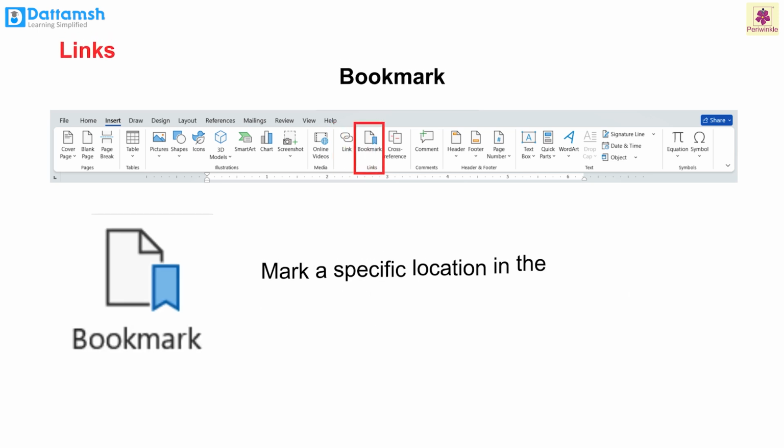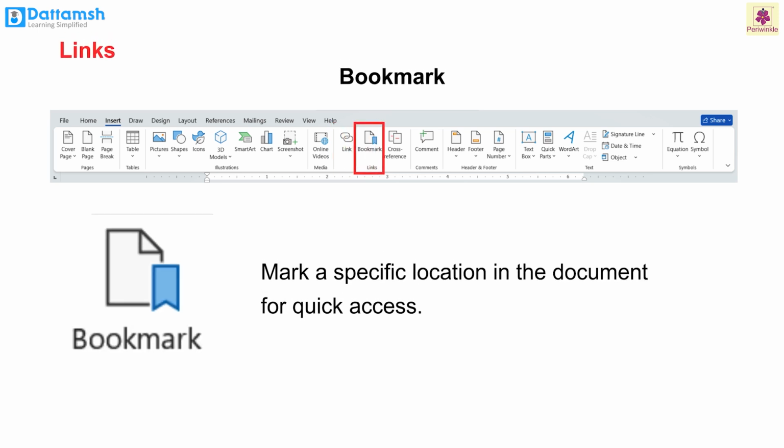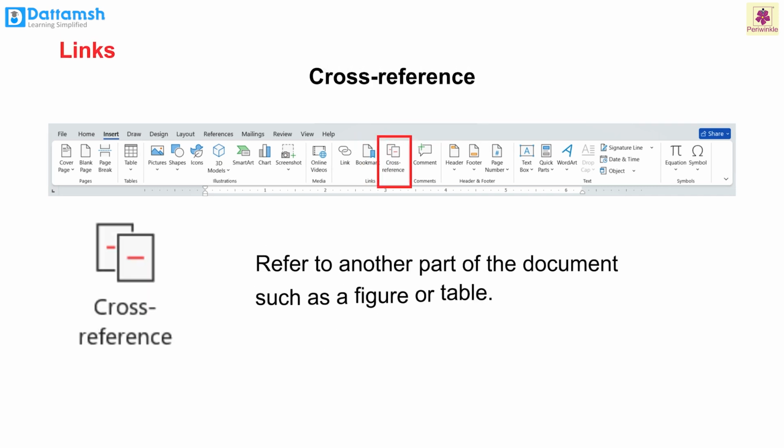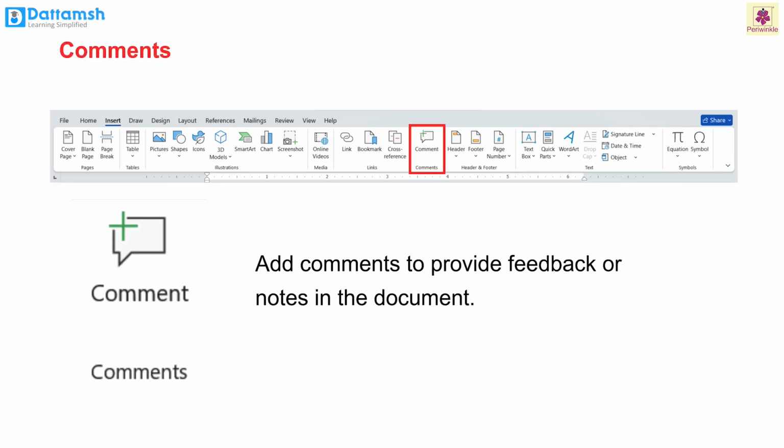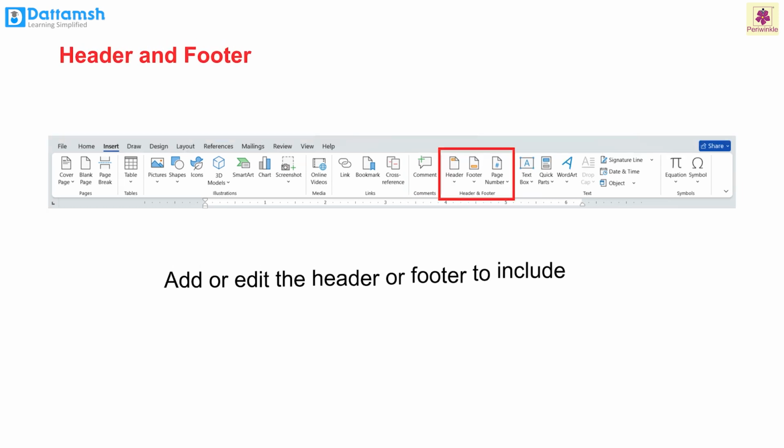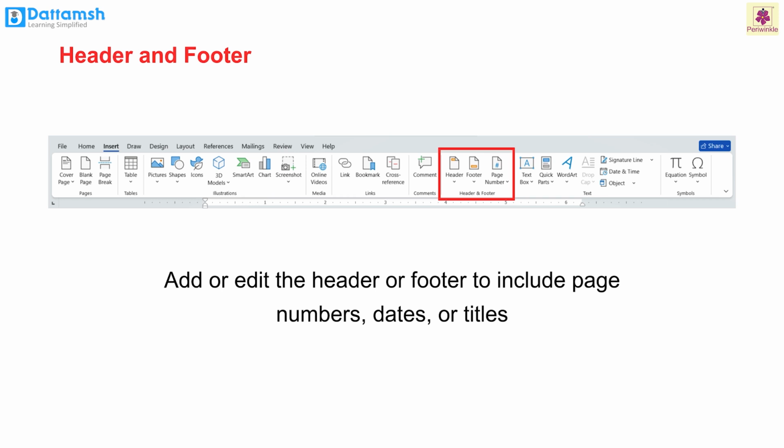Bookmark. Mark a specific location in your document for quick access. Cross-reference. Refer to another part of the document such as a figure or table. Comments. Add comments to provide feedback or notes in the document. Header and footer. Add or edit a header or footer to include page numbers, dates, or titles.